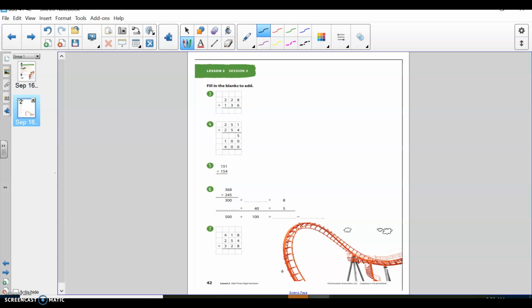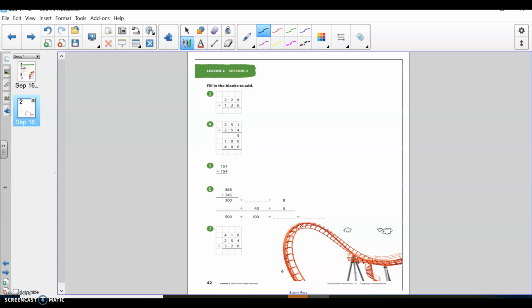I want you to complete 3, 4, 5, 6, and 7 on your own. Please take a picture of the front and back of this page and turn it into Dojo. For number 3, you are doing the up and down algorithm. For number 4, you are using place value to add each place value and then add those sums together to get your total number. Number 5, you can use whatever place value method you find most helpful. For number 6, you're going to practice the expanded form.